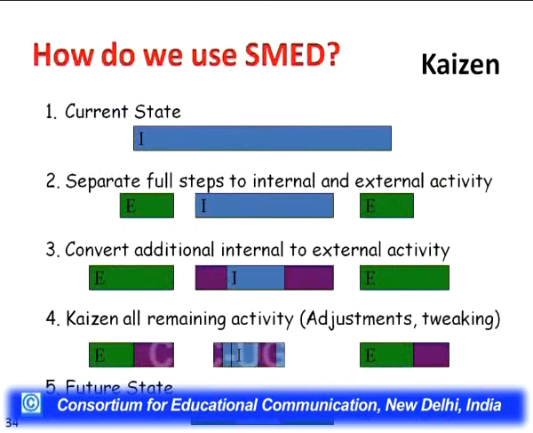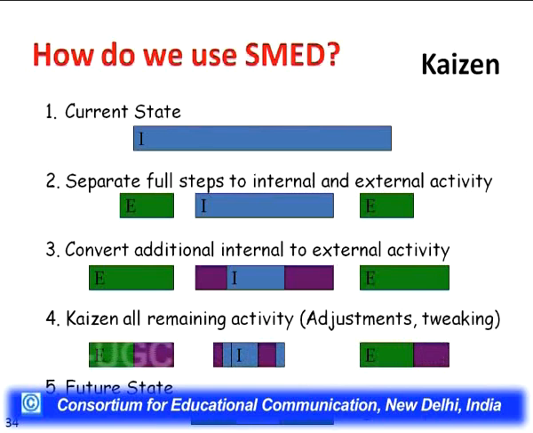How do we use SMED? So, the current state is marked, and the steps are separated into internal and external activities. We have to identify the internal activity and external activity. External activity is done external to the machine where changes are made. Internal is the activity which is carried out on the machine itself, and it is done when the machine is stopped. And these are shown by two colors, blue and green.